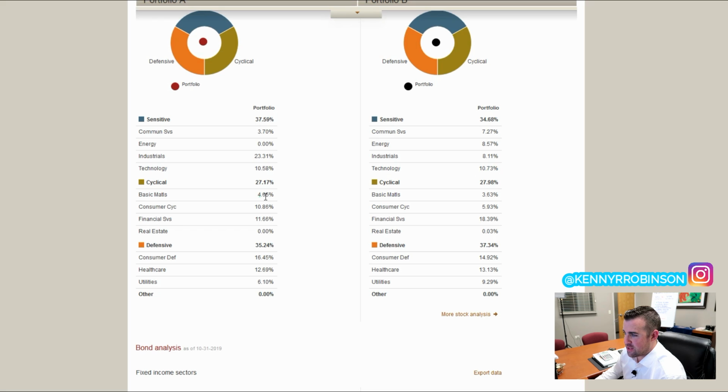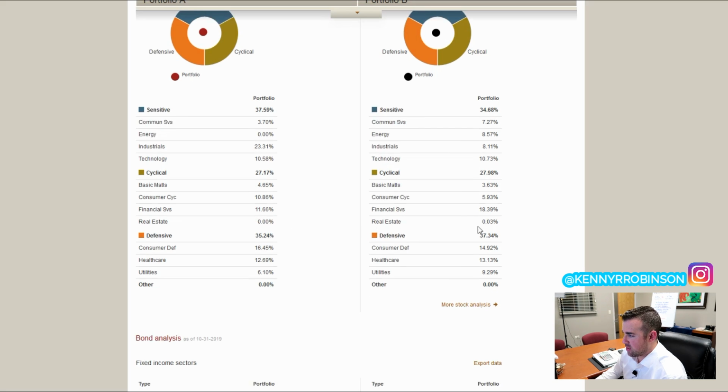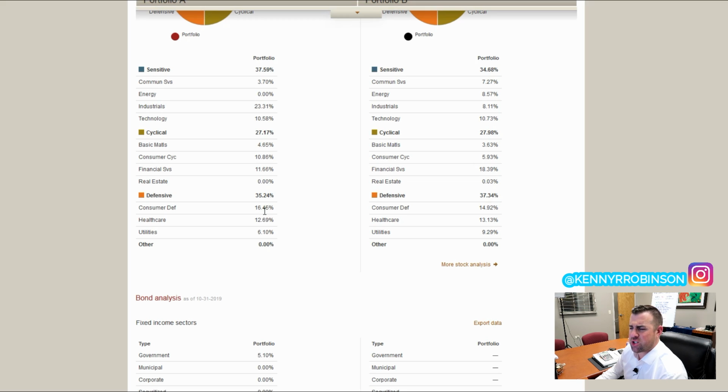Basic materials, about the same across the board there. Consumer cyclical, wow, this has about double the amount. VIG has double the amount of consumer cyclical. Financial services, pretty big difference there as well. Both have 0 real estate essentially. Consumer defensive, consumer staples, these are things that we constantly need to buy in all market cycles. 16.5% here and about the same there. Healthcare coming in at about 12.7% and about the same there. Utilities, decent difference there. So overall, they're fairly the same as far as sectors go. There are some big differences, of course, with industrials and some other ones like that.